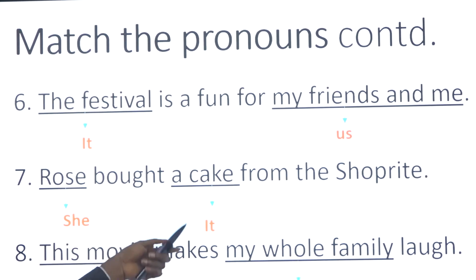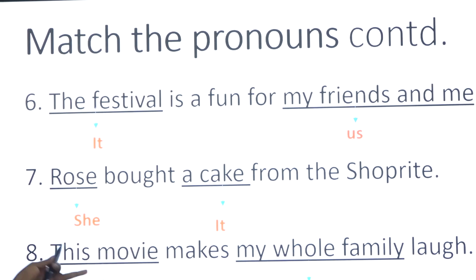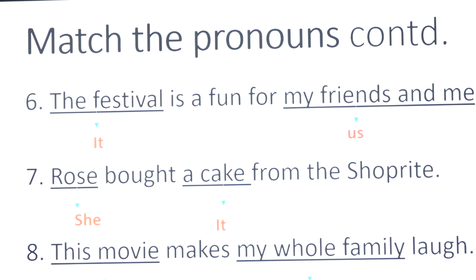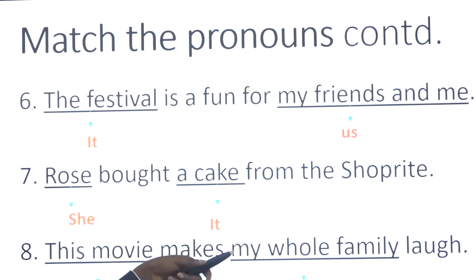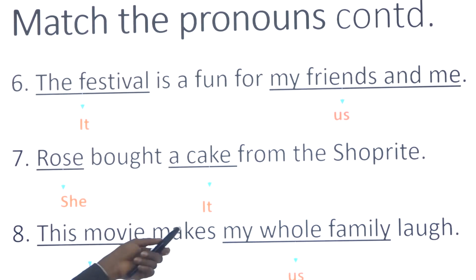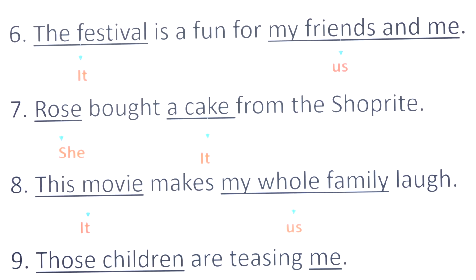Rose bought a cake from the ShopRite. In the sentence, we have what? Rose, the name of a person. Cake, an item that she bought. Then we are going to change the sentence to pronouns. She bought it from the ShopRite. It has taken the position of cake, while she has taken the position of Rose.